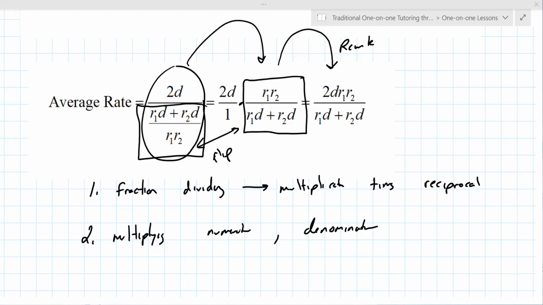Okay, I got it. Perfect. All right, so next part here, I think I got it. Yeah, there it is.